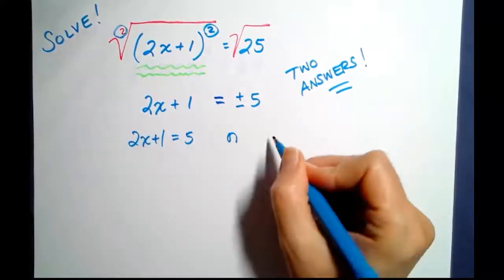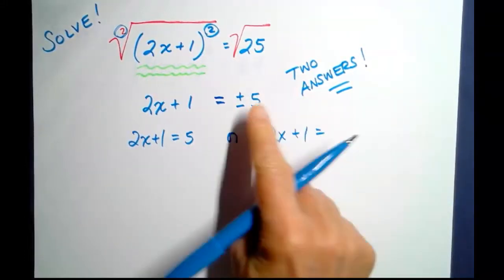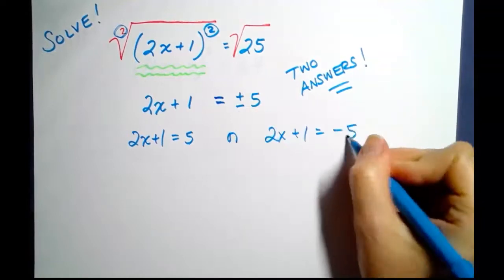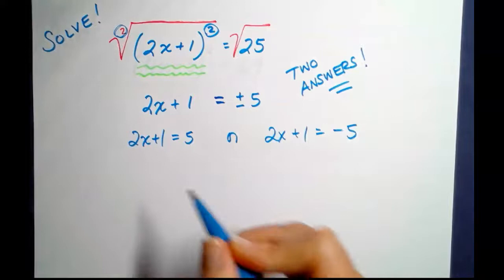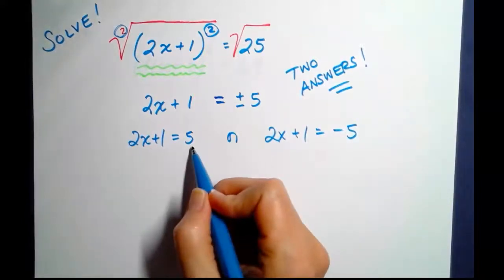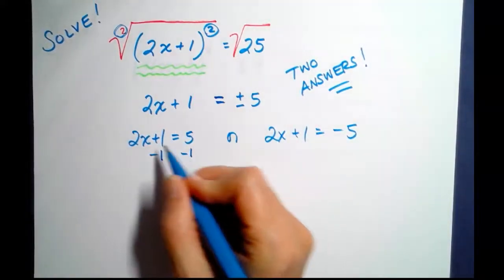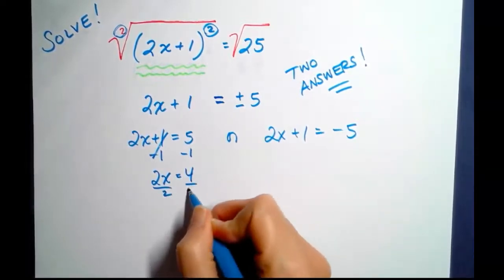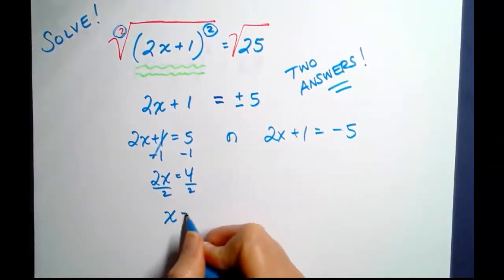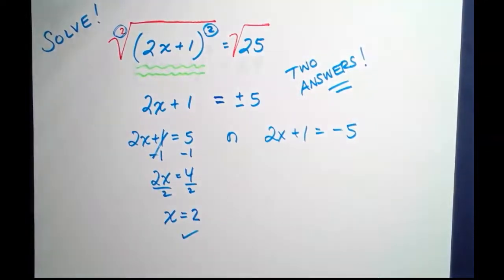Or 2x plus 1 equals negative 5. This is where our two solutions are going to come from. So here goes. 2x plus 1 equals 5. Minus 1, minus 1. 2x equals 4. Divide by 2, divide by 2. X equals 2. First answer.